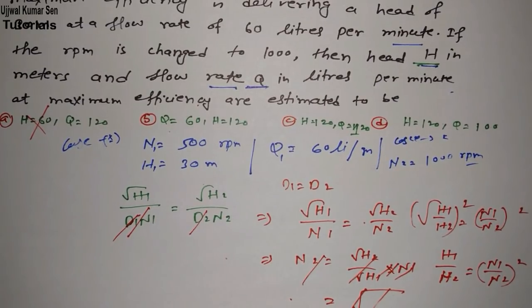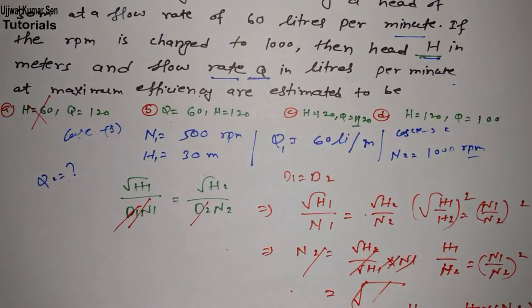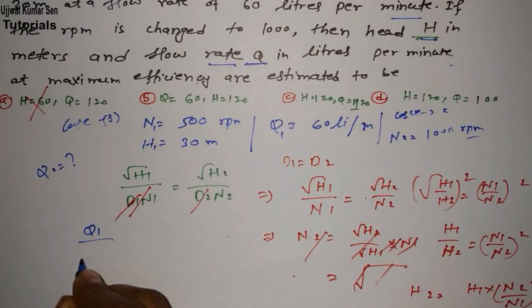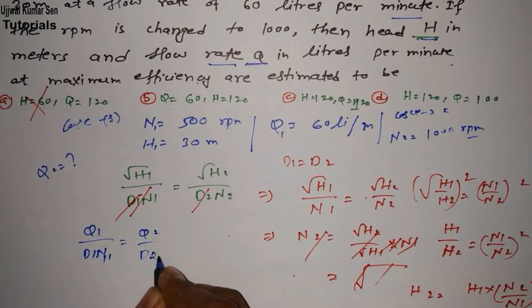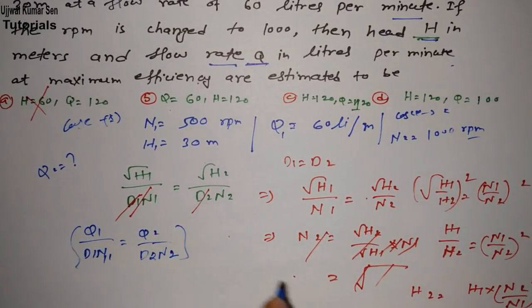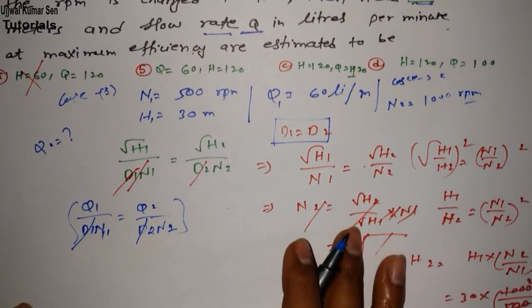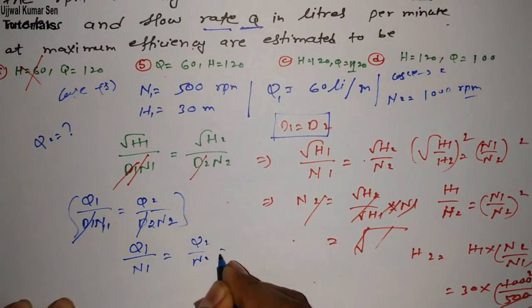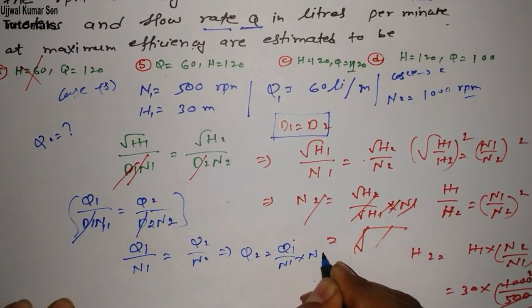Now let's go for the numerical problem next. We have to find out q2 also. We have already found h2. Now how to find q2? q1 by d1 n1 is equal to q2 by d2 n2. We got the relation, but again we know that d1 is equal to d2, so d1 and d2 cancel out. So what we got from here is q1 by n1 is equal to q2 by n2. What we have to find out is q2. So q2 is equal to q1 by n1 multiplied by n2.